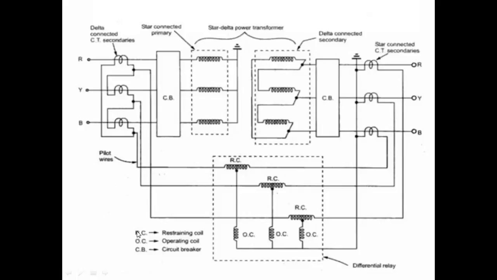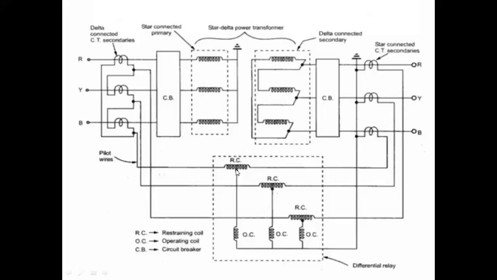Now, here you can see there is a restraining coil. Whatever current flows through the CT secondary from the primary side will flow through this restraining coil. Similarly, the current from the star connected CT secondary will also flow through this restraining coil. We are taking the tappings here.